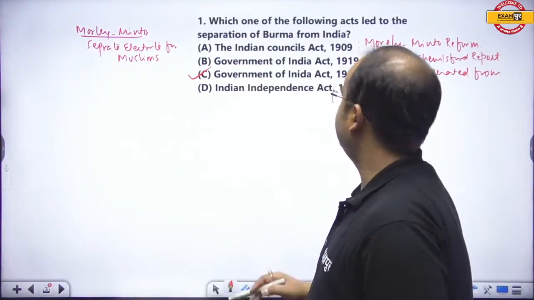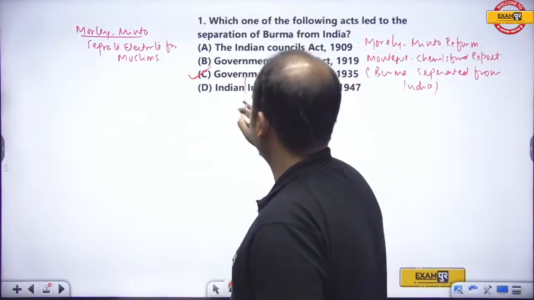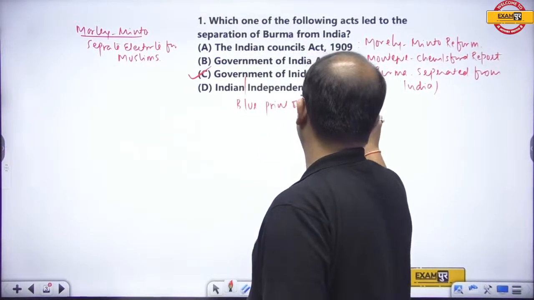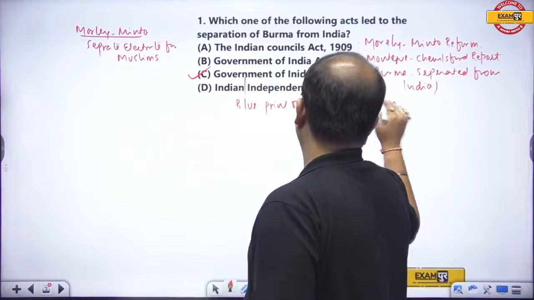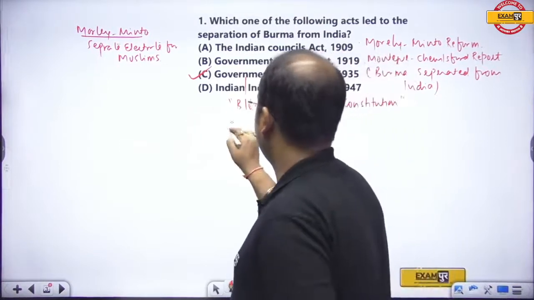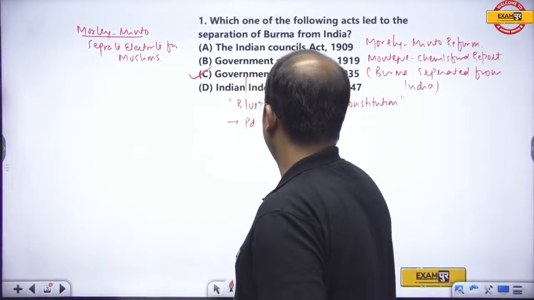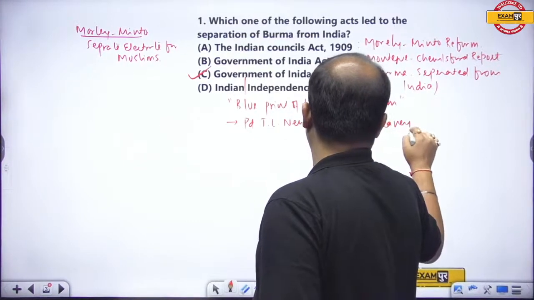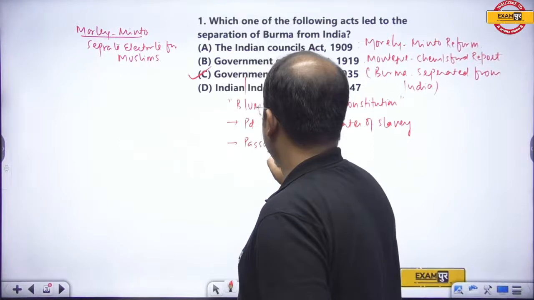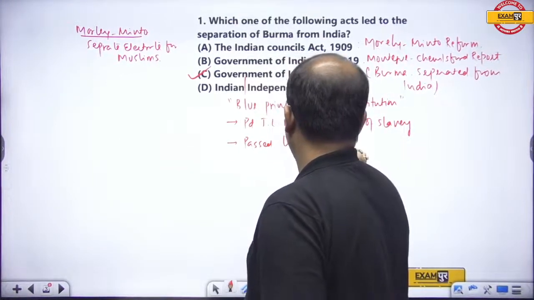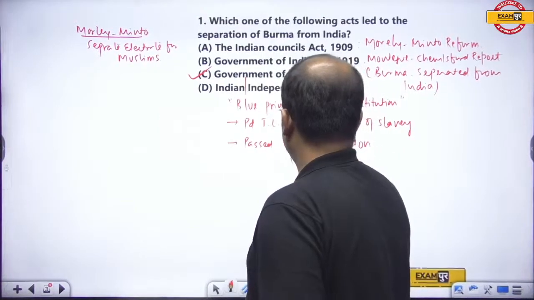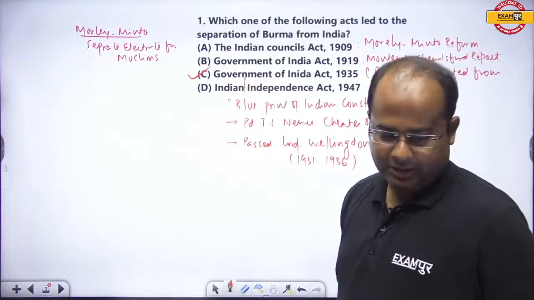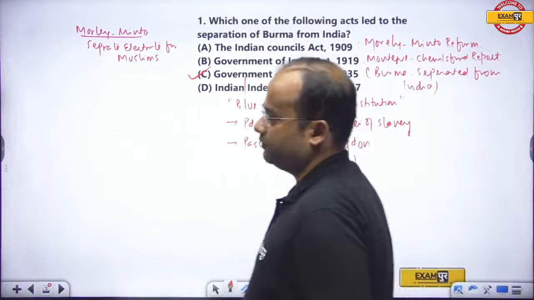So, correct answer will be Government of India Act 1935, and this Government of India Act 1935 is also called the Blueprint of Indian Constitution, and Pandit Jawaharlal Nehru called this act a charter of slavery. This act was passed during the time of Lord Wellington, and his time period is 1931 to 1936. So, guys, correct answer will be option C, that is Government of India Act 1935.